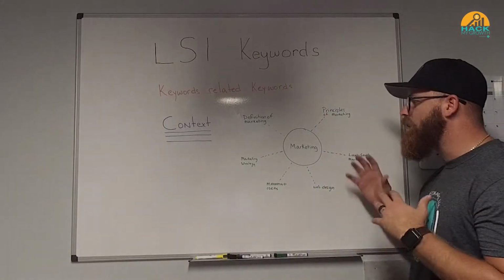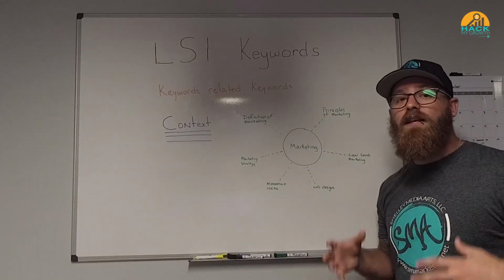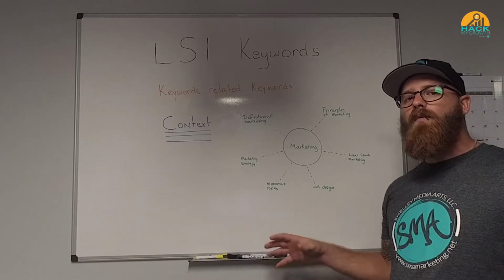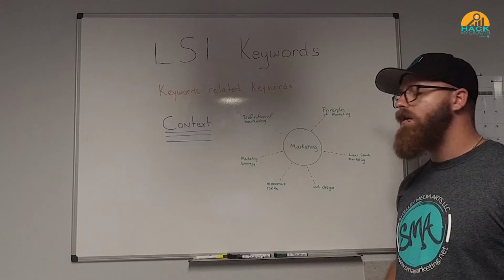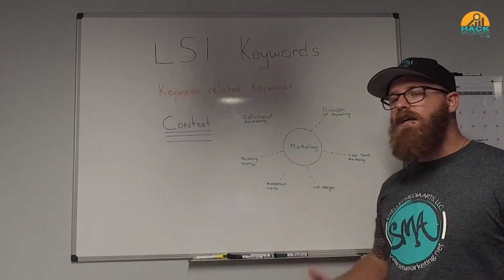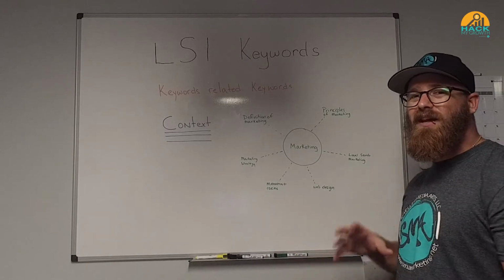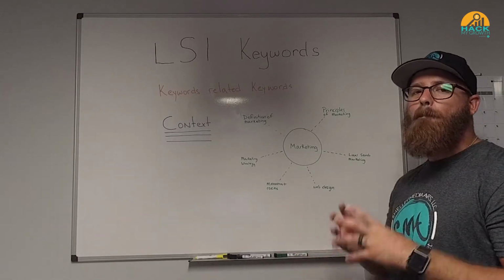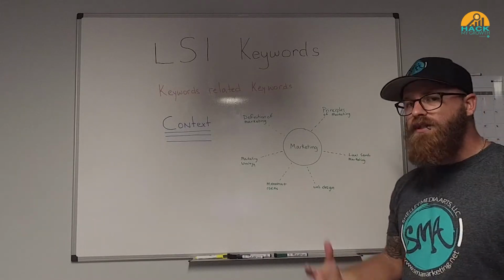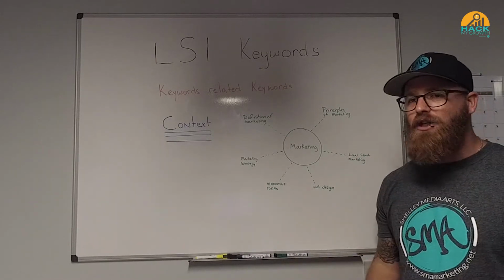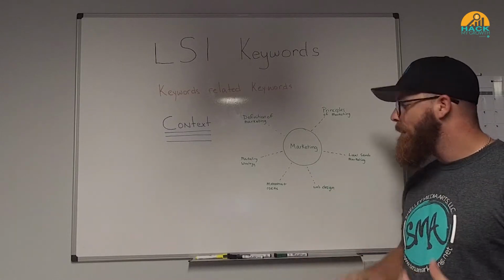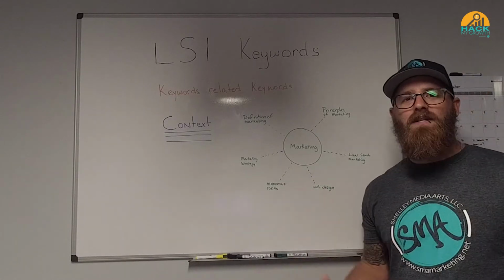So what we do is we have a graph right here, and in the middle is marketing. Let's say I'm writing a blog post generically about marketing. Now, I would probably never really go after a term that broad, but let's say I was for this instance. So some LSI keywords are really long-tail keywords that are supporting and related to marketing as a whole. So one of those might be definition of marketing. Another one might be principles of marketing. Marketing strategy could be another one. Marketing ideas, local search marketing, but also this term down here, web design.